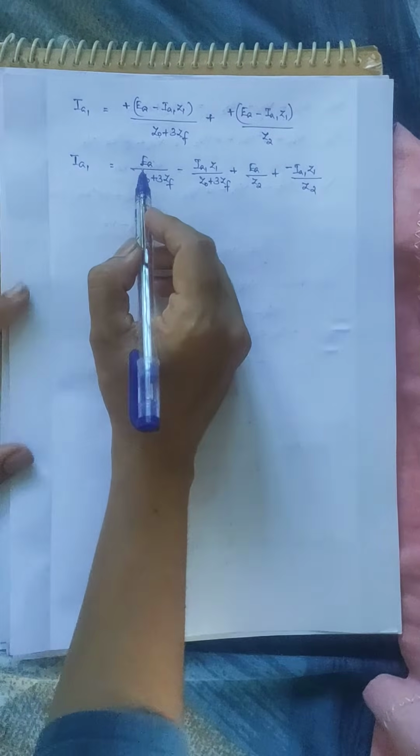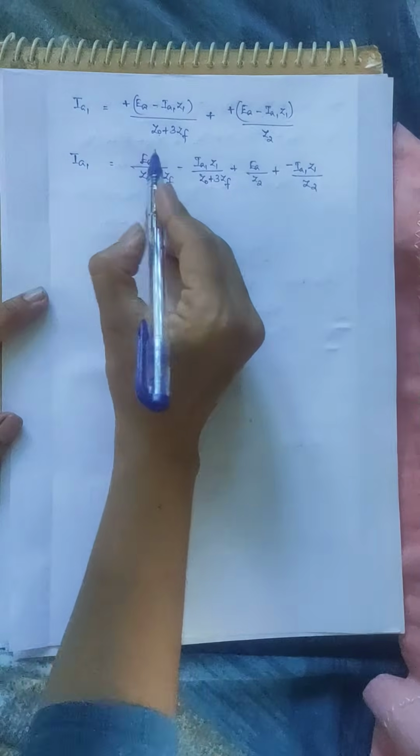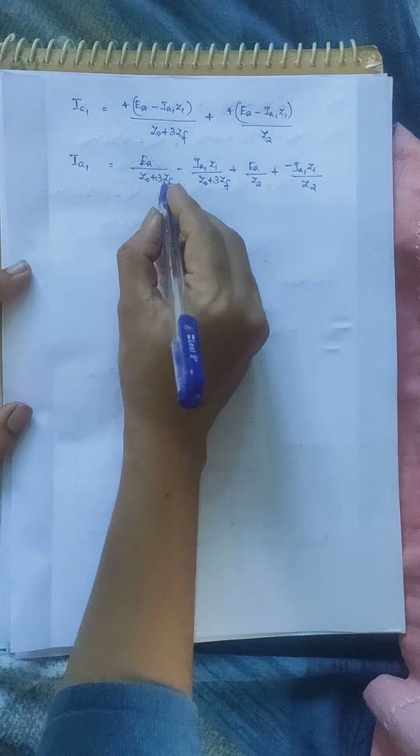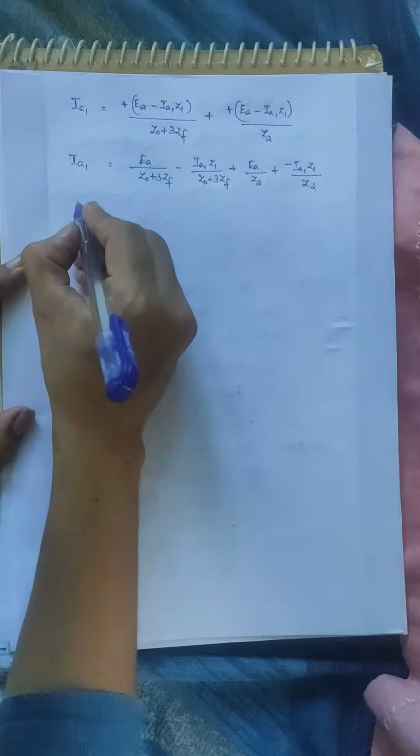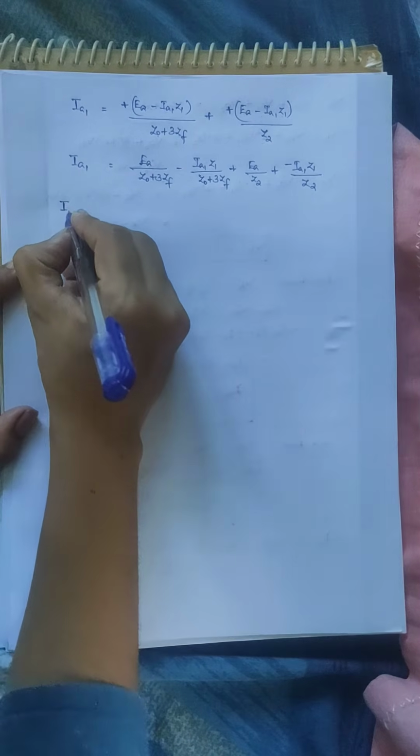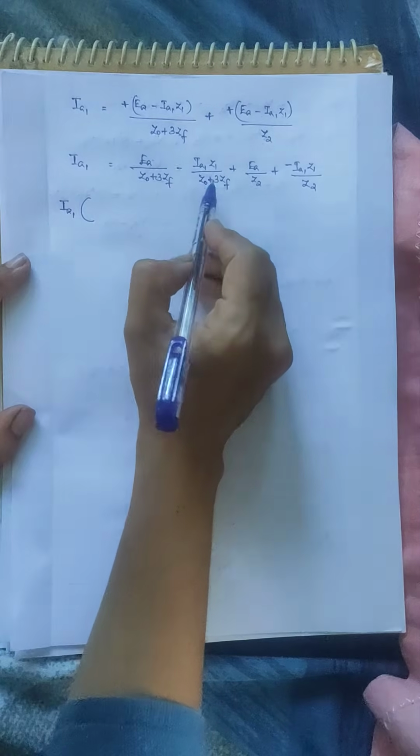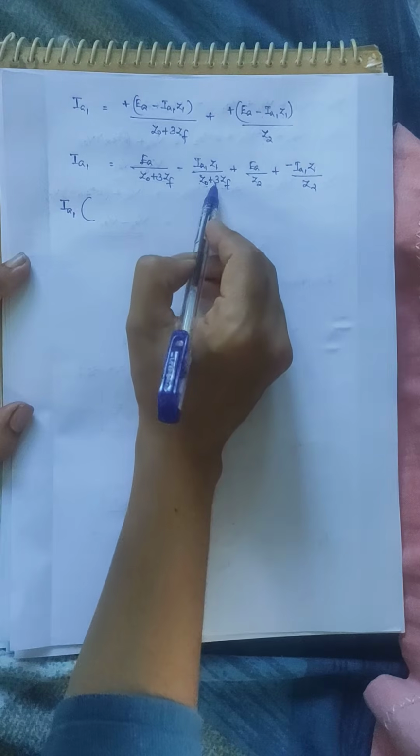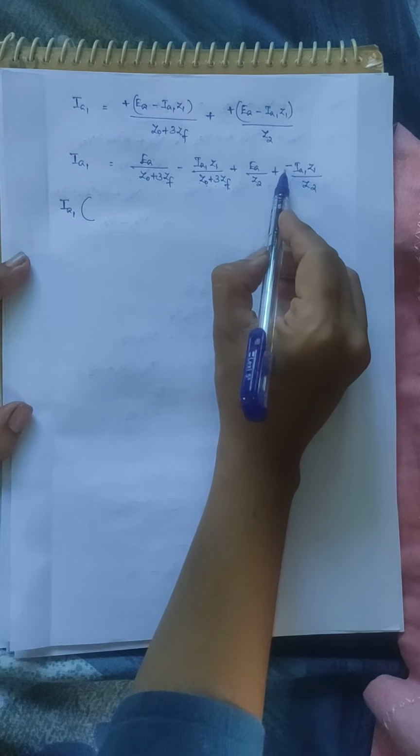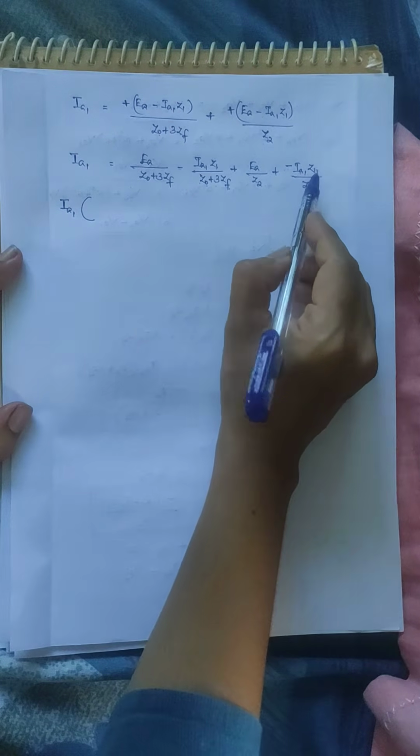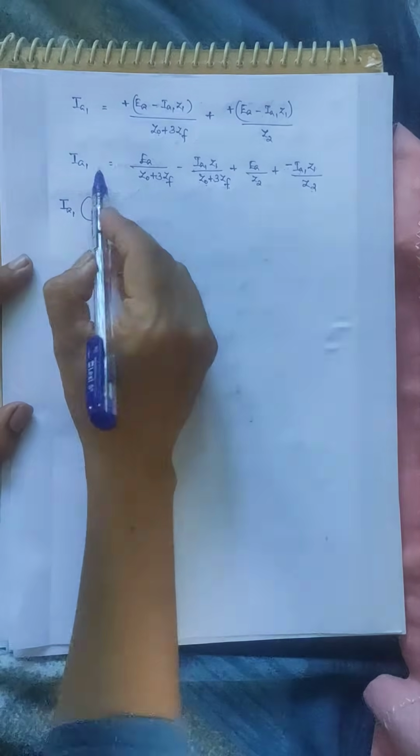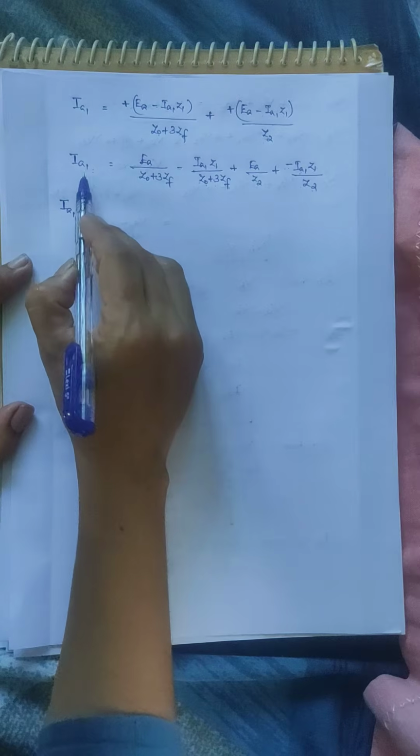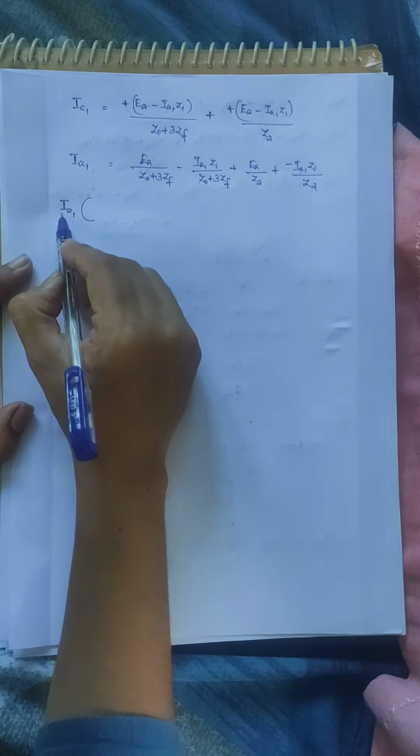Now let us take all the terms containing IA1 to the left hand side and keep all the remaining terms on the right hand side itself. So on the right hand side we have IA1, and this term, minus IA1 Z1 divided by Z0 plus 3ZF, will come to the left hand side, and this term also, minus IA1 Z1 divided by Z2, will also come to the left hand side. So there will be three terms containing IA1 and we will be taking IA1 as common outside.